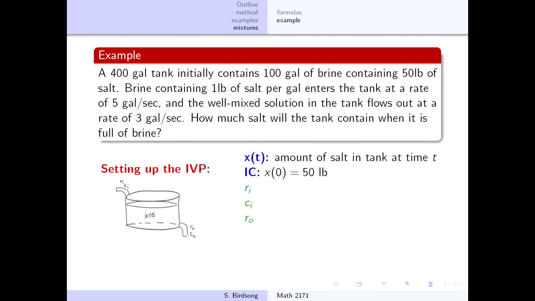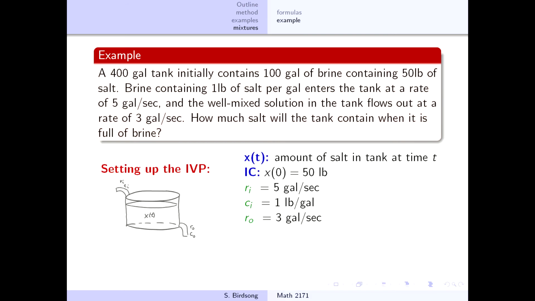Okay. Now, in terms of our rates, rate in is going to be our 5 gallons per second. Our concentration coming in, there's our 1 pound of salt per gallon. And our rate out, there's our 3 gallons per second.